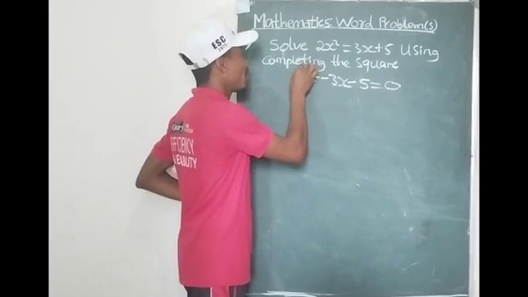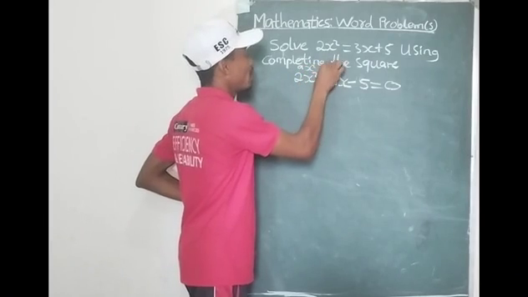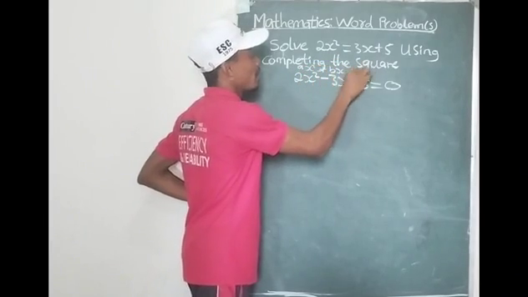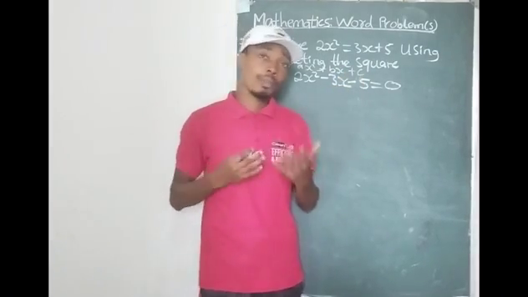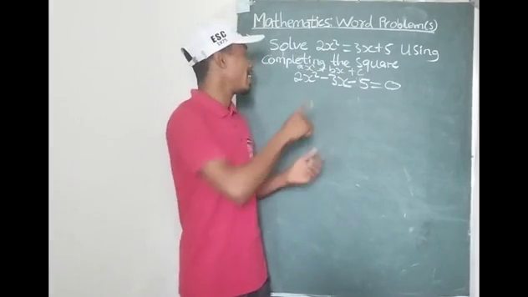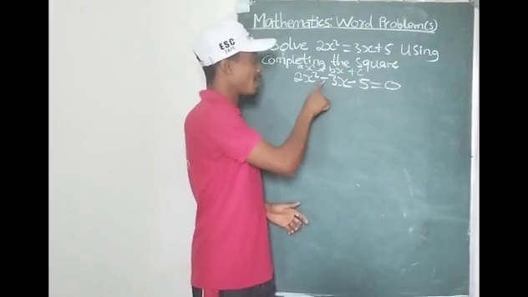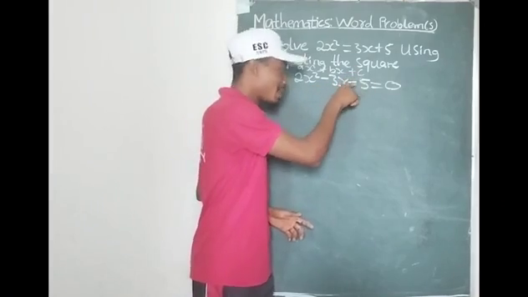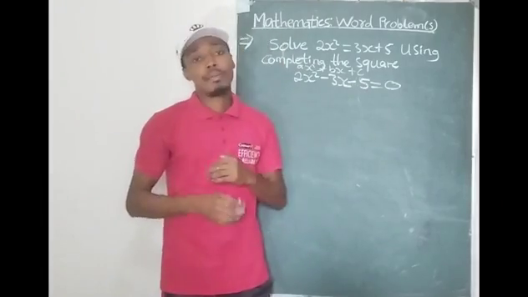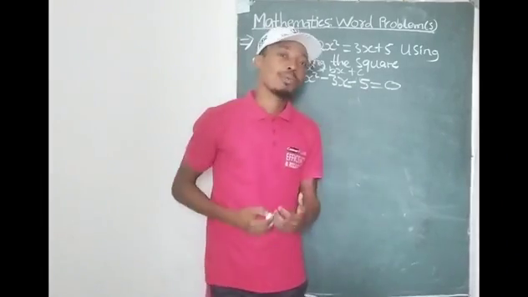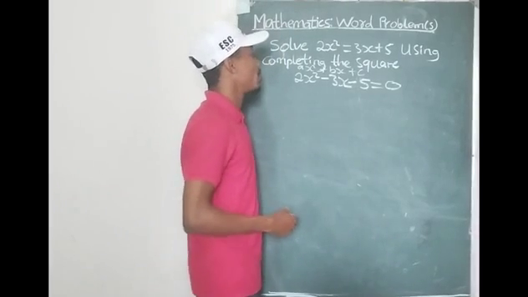ax squared plus bx plus c. Alright, so there should be no confusion here because we are seeing plus bx plus c, but here we are seeing minus 3x minus 5. Alright, so the sign would be complemented for as we continue to solve this.